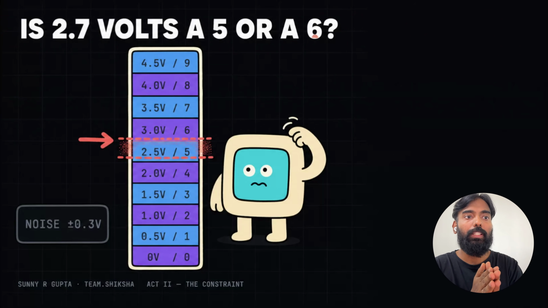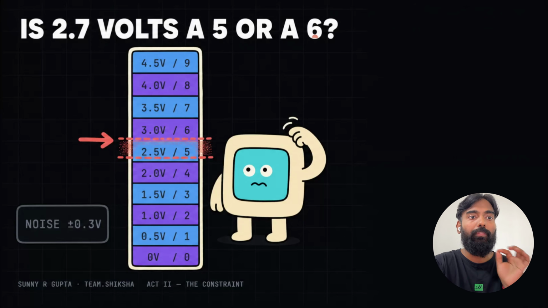If there is noise and you had sent a signal, let's say we're talking about 2.5, but the voltage that was received was 2.7, would you consider that as a 5 or a 6? Think about it for a moment. Effectively, if the noise on the wire is plus or minus 0.3 volts, then 2.7 volts could have started as a 2.4, which is 5, or as 3, which is 6. You genuinely cannot tell, and this is not a software bug that you and I can fix.